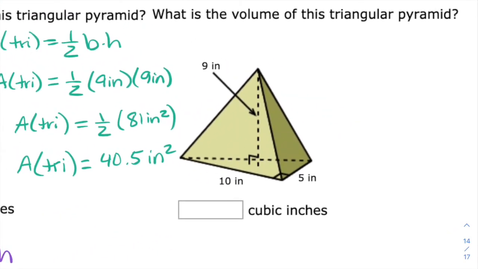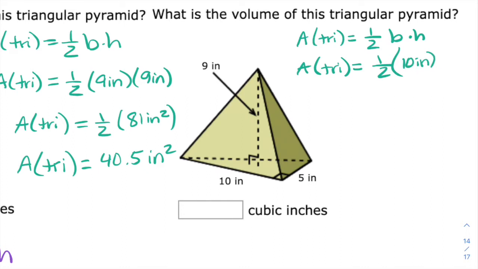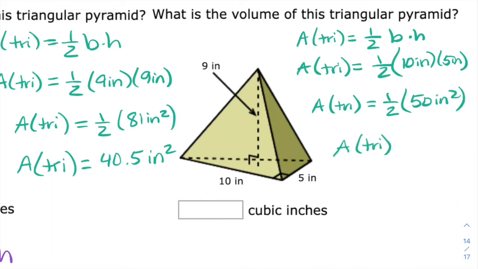Next one, same pattern. Okay, area of my triangle is 1/2 base times height. And my triangle is 1/2 of 10 inches by 5 inches. So area of my triangle is 1/2 of 50 inches squared, which is 25 inches squared. Let me change that 2 real quick, make it look a little bit better.